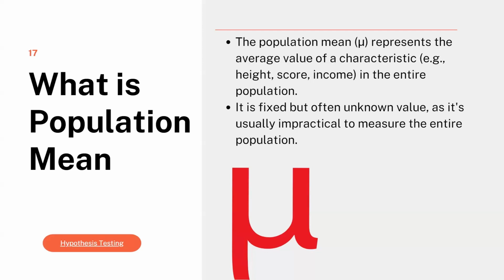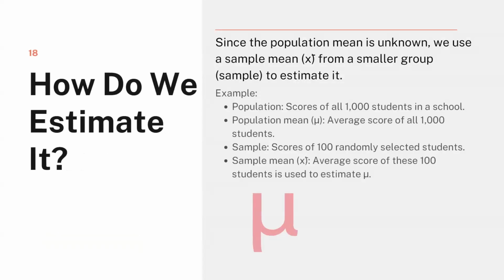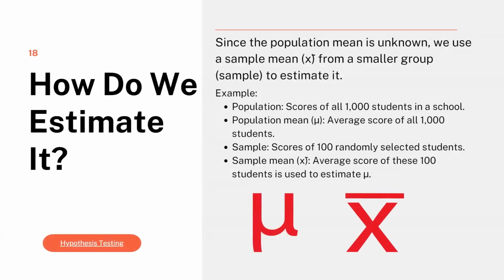The population mean is a fixed value, but in many cases it is unknown because it is difficult and sometimes impossible to measure every individual in the population. Instead, we usually work with a sample to estimate the value. So, for example, how are we estimating the population mean?